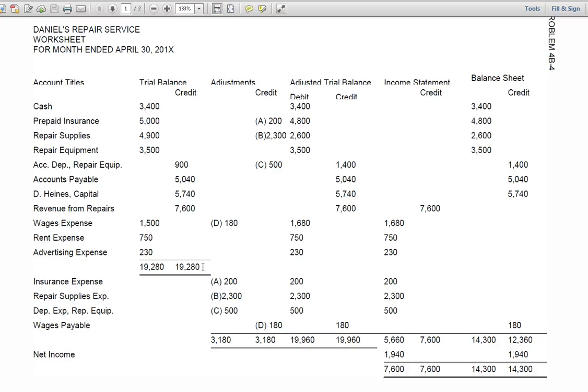But if you back up to page 157, the adjustment data in order to finish this worksheet is presented on page 157. So your job is to prepare and finish off this worksheet and then to prepare the financial statements that are based on it.